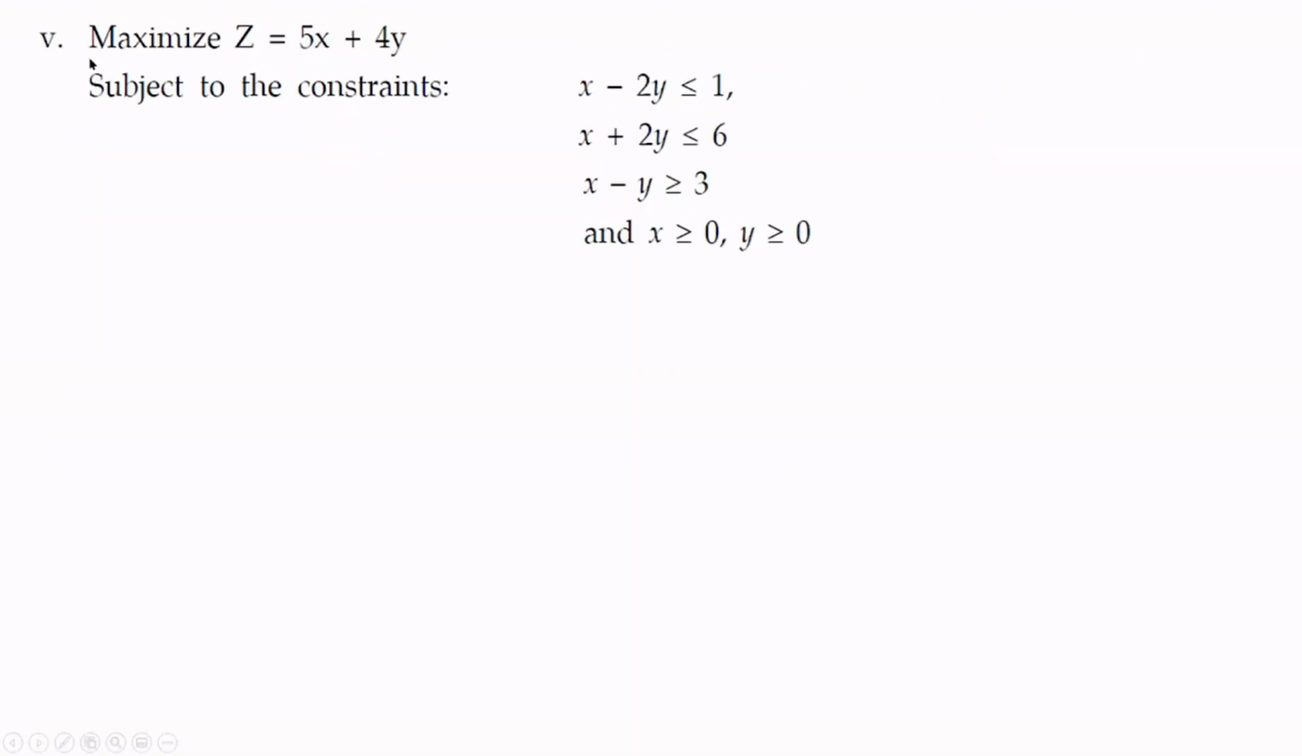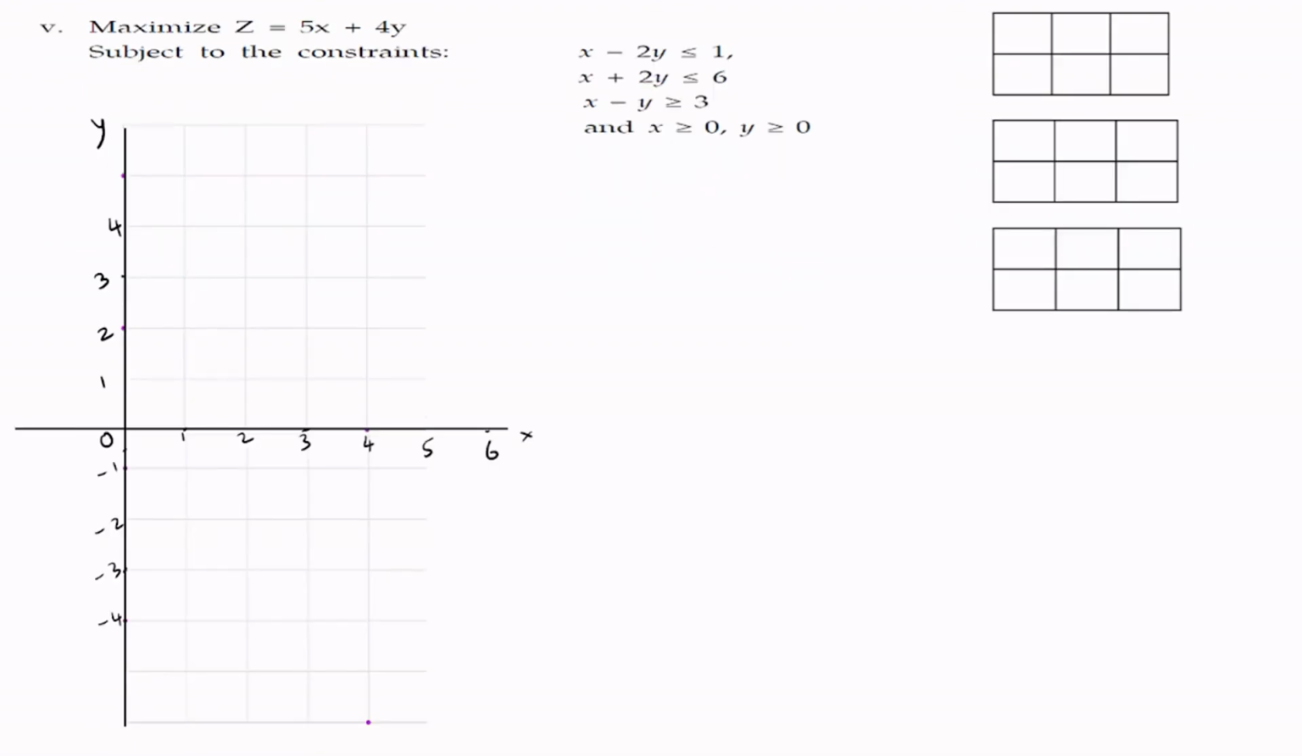Moving on to the last question: maximize Z equal to 5x plus 4y subject to the constraints x minus 2y less than or equal to 1, x plus 2y less than or equal to 6, x minus y greater than or equal to 3, and x greater than or equal to 0, y greater than or equal to 0. Now let us solve this graphically using the corner point method.